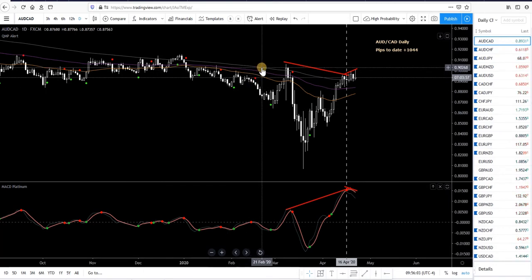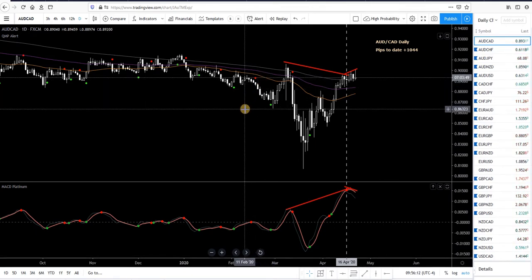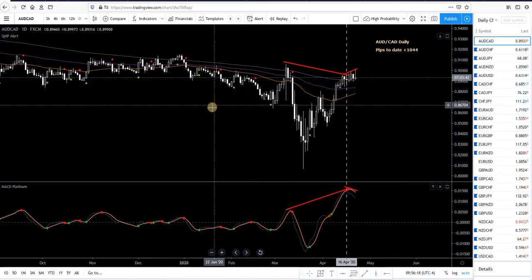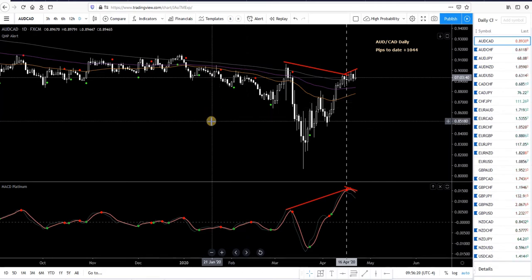The MAs, 240 LMA is the grey one. The purple one is the 100 EMA. The brown one is the 50 EMA. They're just there to give me a bit of a sense of trend direction, nothing else. They are dynamic support, resistance, etc. And I do use them for a few things, but generally they're just more of a guide.